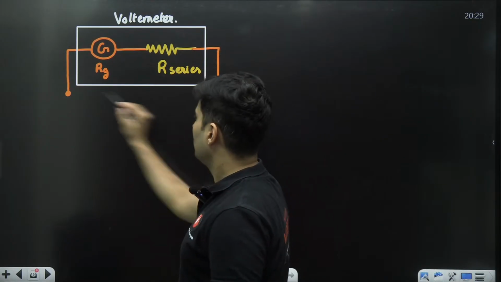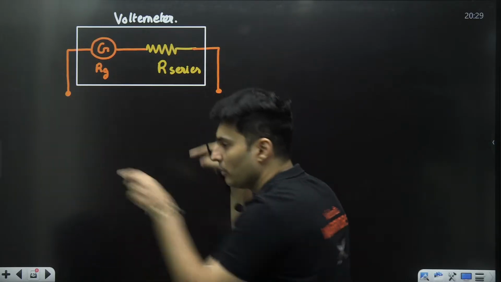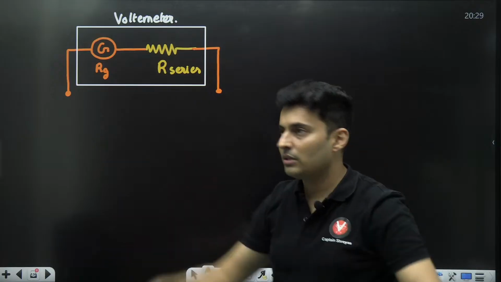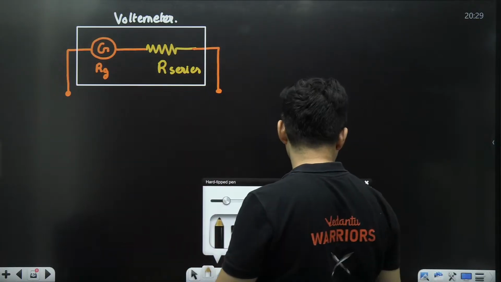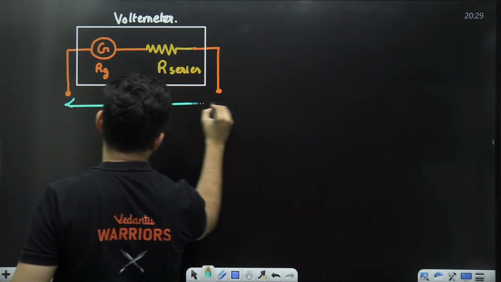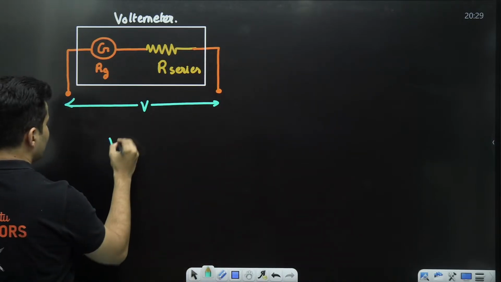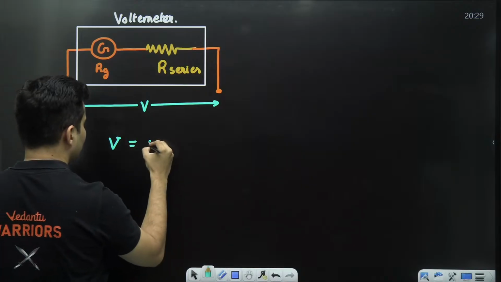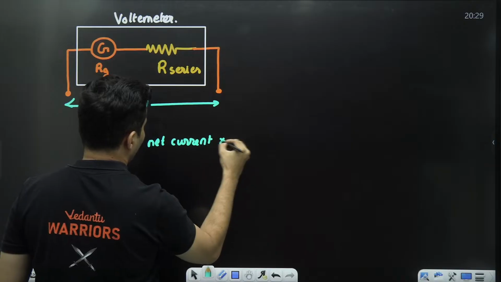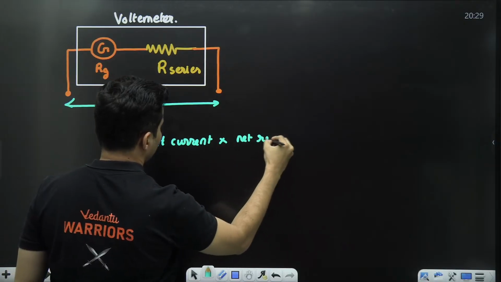That is now the two terminals, which are like the probes that you attach across the device to measure the voltage. So let's say the voltage that you want to measure is over here. This is the voltmeter reading. This voltmeter reading will be the net current multiplied by the net resistance.